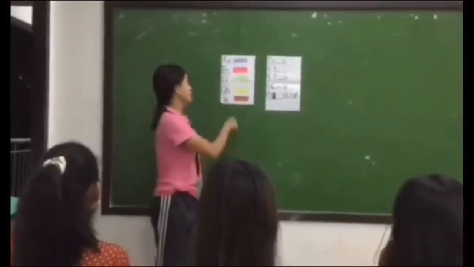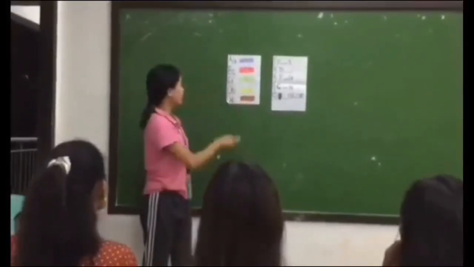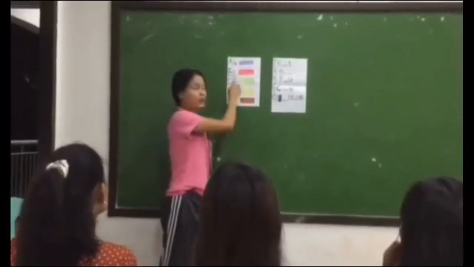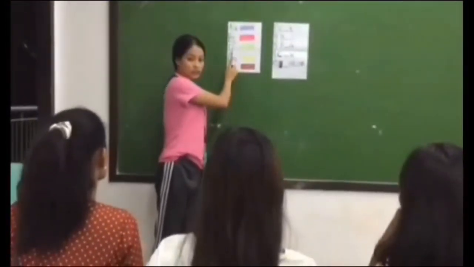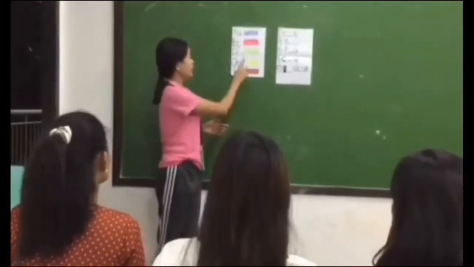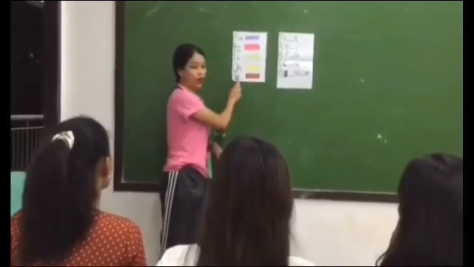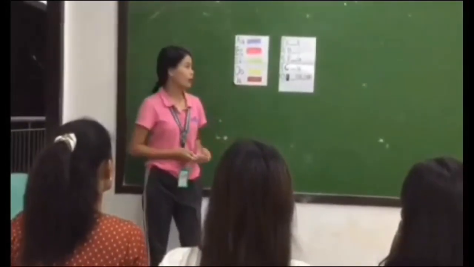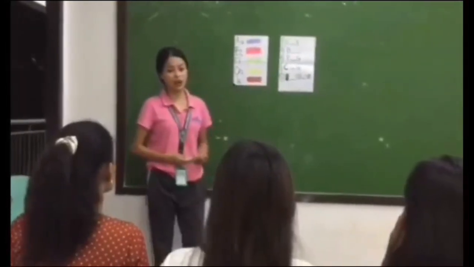So, the vowel A is represented with the color violet. And then E is represented with the color pink. The vowel I is represented by the color green. And then the vowel O is represented with the color yellow. And then the last one is the vowel U, represented with the color red.